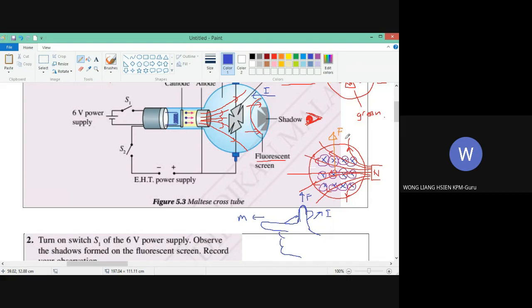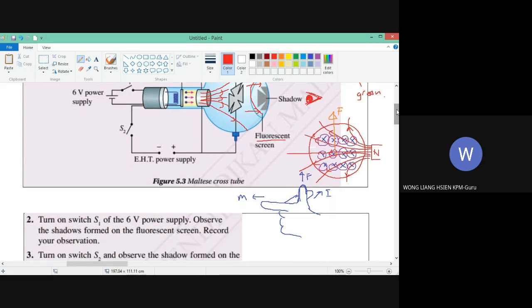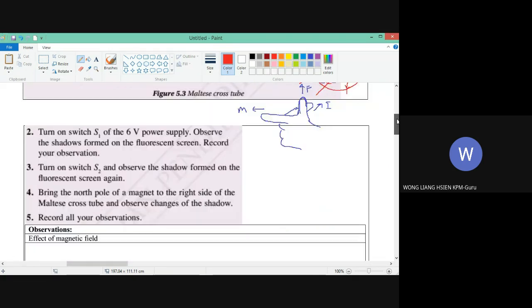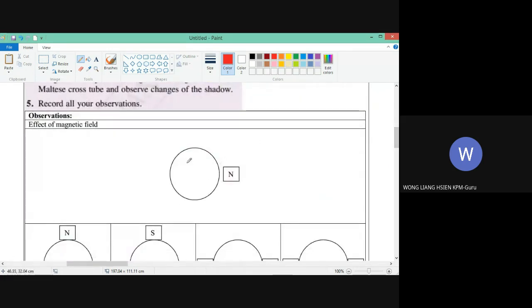So this upward catapult force will act on the stream of the electron. That means it will act on the cathode ray and make the cathode ray bend upwards. So when the cathode ray bends upwards, that means the shadow will also go up. What you see is the shadow of the Maltese cross will go to the top like this.